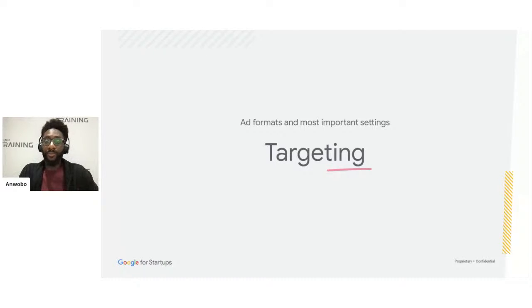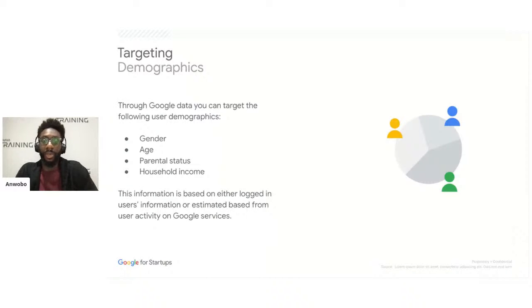So one of the first targeting features that you'll be faced with is what we call demographics. And demographics are quite simply one of the easiest ways that we can define an audience. We can say that an audience is male, or if they are female, what their age is, what their parental status is, and also what their household income is.